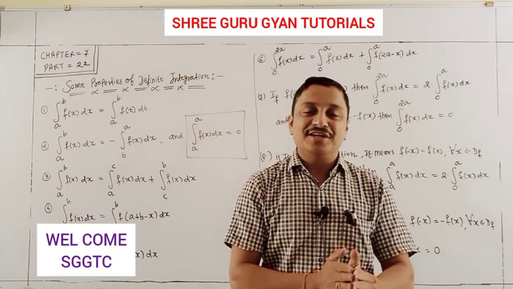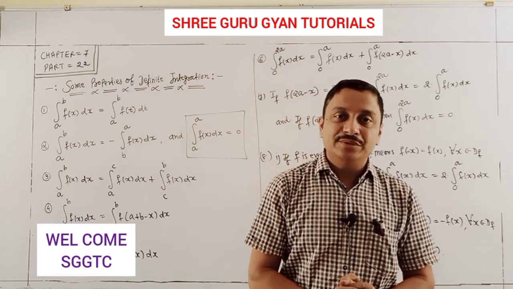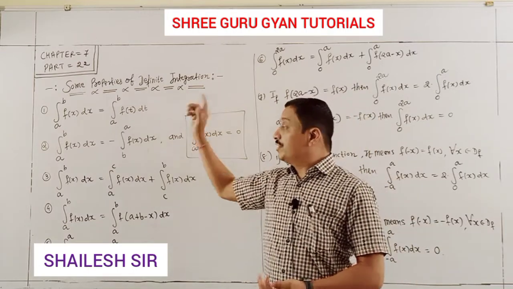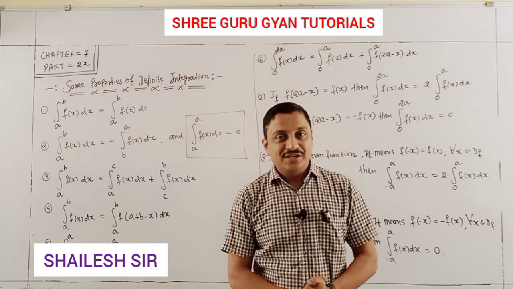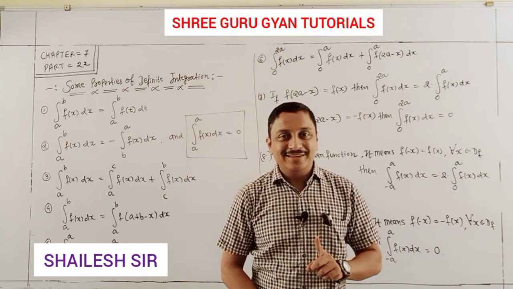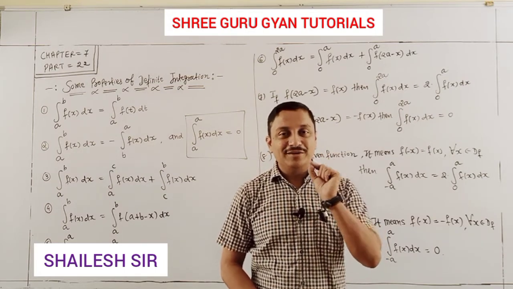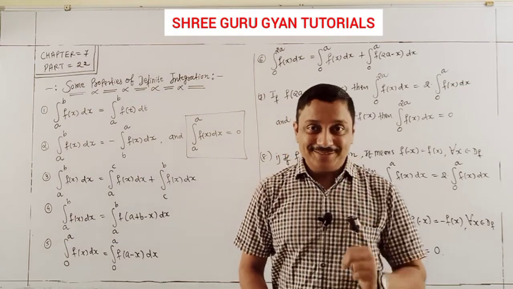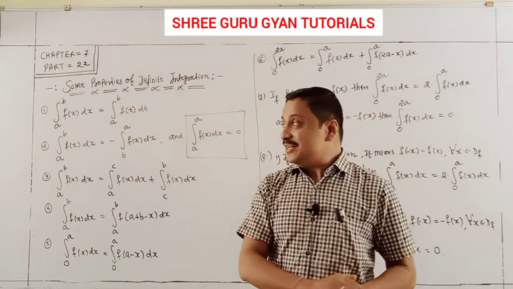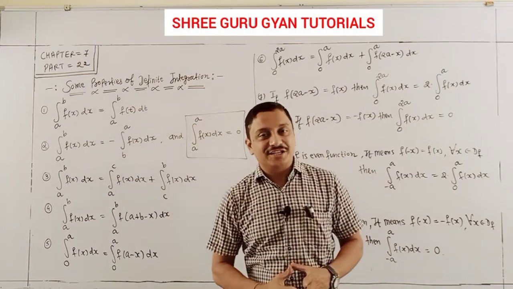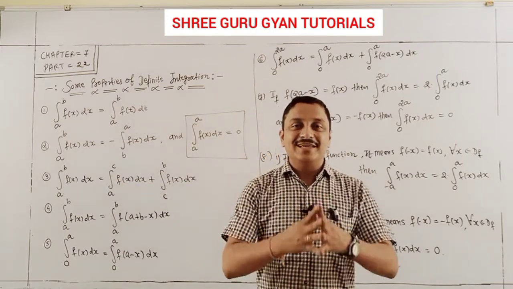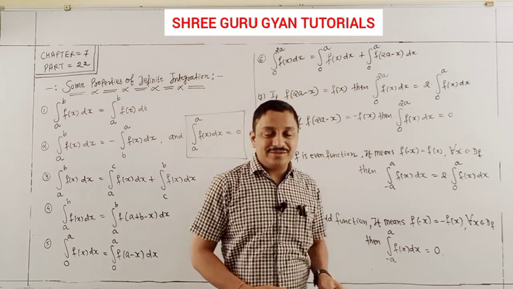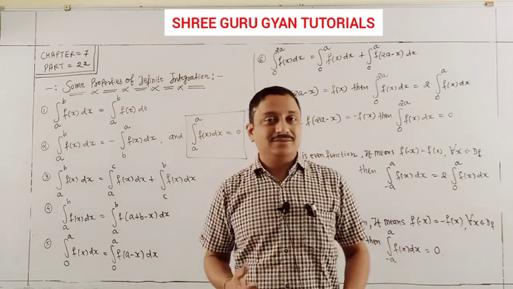In the definite integration part, students, today we continue with the third method: some properties of definite integrations. First I explained the basic fundamental rule, second the substitution method, and third there are some properties of definite integrations. It means students, it is a legal theorem. There are a total of 8 theorems. We will go through them one by one.